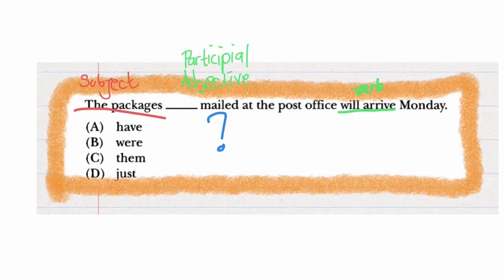Answer A and B are incorrect because mailed is an adjective and does not need a helping verb, such as have or were. Answer C is incorrect because there is no need for the object them. Answer D best completes the sentence.